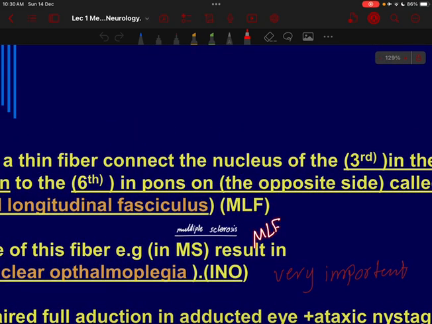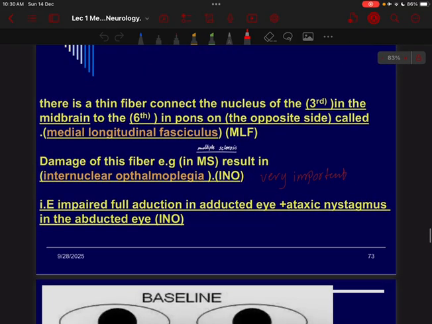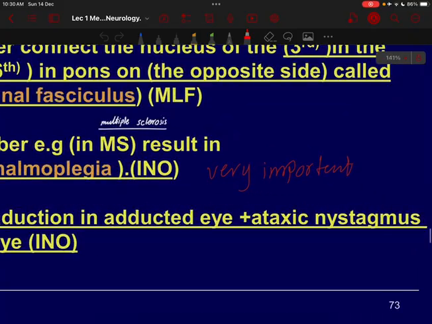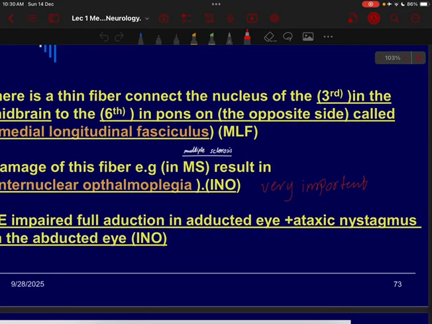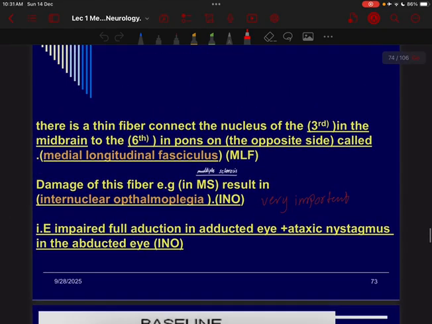If there is damage to this bundle, there is paralysis between the nuclei of the third and sixth, and this results in internuclear ophthalmoplegia. شو نقصد بالinternuclear ophthalmoplegia? When the eye goes to the outside, there's ataxic nystagmus. هتكلم عليها بالclinical, بتجيهم بالclinical. والeye which goes to the inside, there is limitation of adduction.